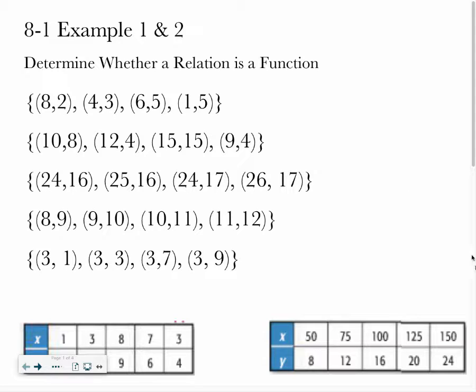Hi everyone, in this video we are going to look at Chapter 8, Section 1, and we're only going to look at the first two examples in this section because we want to practice how to determine whether a relation is a function. So remember, in order for a relation to be a function, we're going to talk about domain, which is always our x variable, and our range, which is always our y variable.